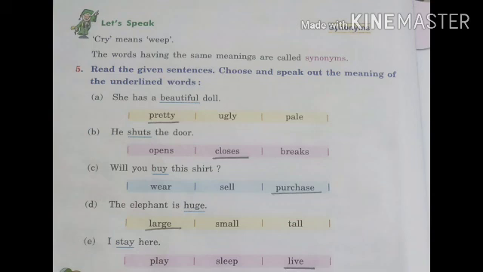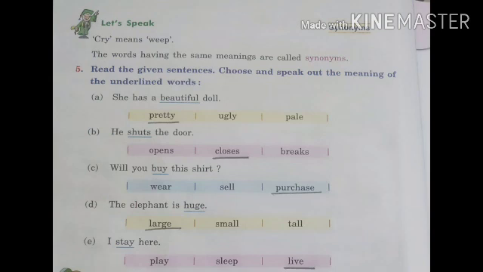In the second line, another sentence is given. He shuts the door. Then the options are opens, closes, breaks. Closes is the word with the same meaning as shuts. So, we will underline it. Another one is, will you buy this shirt? And the options are wear, sell, purchase. So, the meaning of buy is purchase. So, we will underline the word purchase.